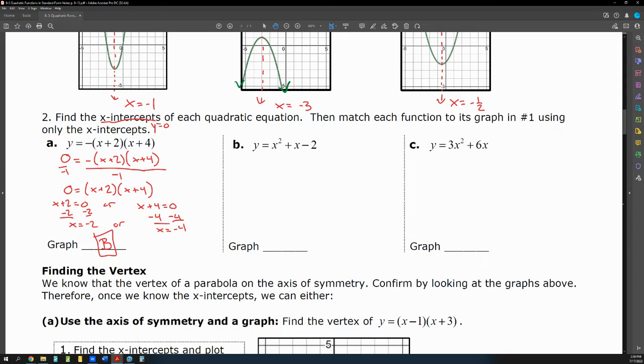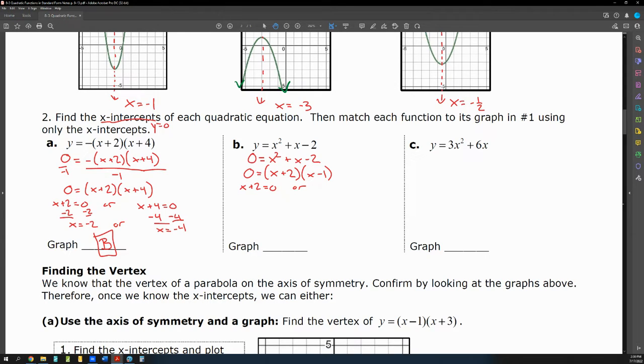Let's try 2B. So here, again, we're going to find the x-intercepts by setting y equal to 0 and then solving for x. So let's go ahead and factor the right-hand side of this equation. We're looking for factors of -2 that add to +1. The answer is positive 2 and negative 1. So this factors to the quantity x plus 2 times the quantity x minus 1.